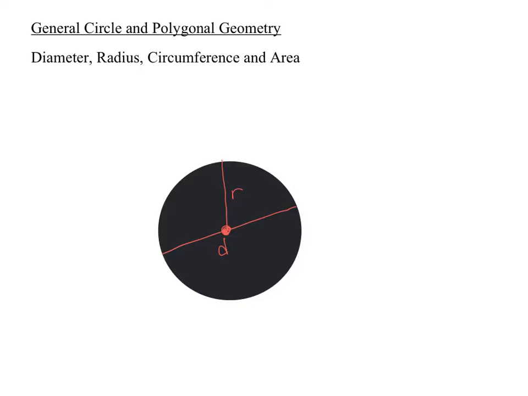Circumference. Formula, quick. Circumference? 2 pi r. Or pi d. Area? Pi r squared. Spoke too soon, Mr. Reynolds. Okay, those are the 2 formulas you need to know.